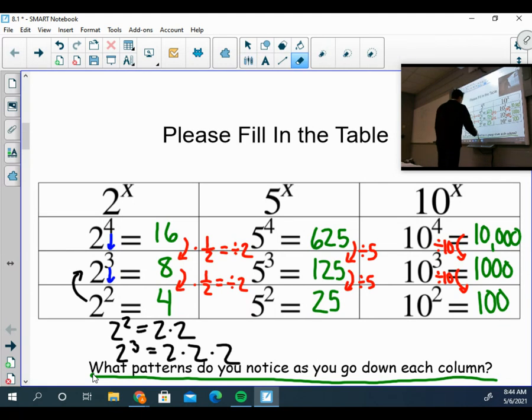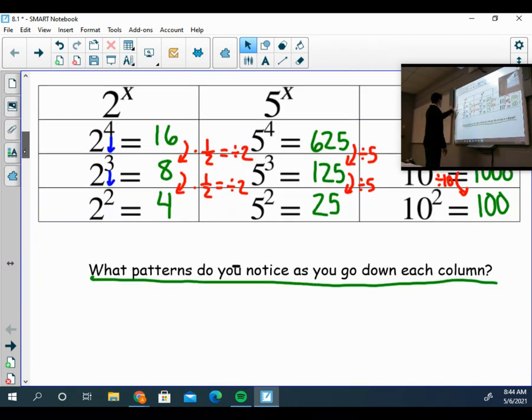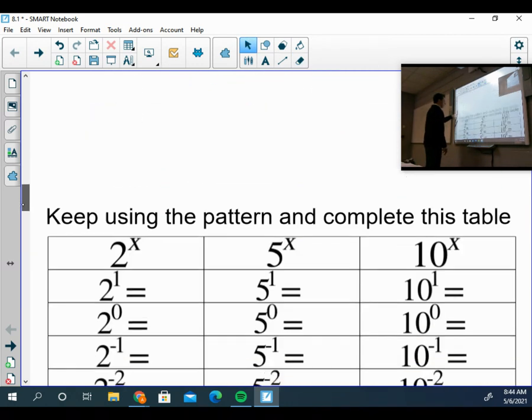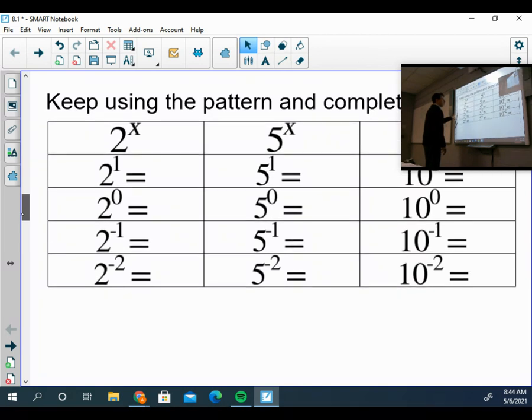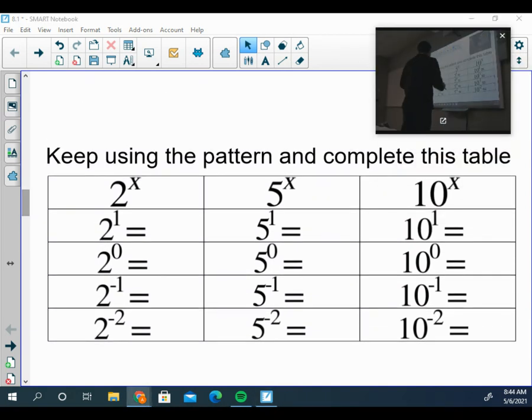So broadly speaking, the pattern we're observing here is as the exponent decreases by 1, we divide by the base, or an alternate way of thinking about it, we multiply by 1 over the base. Okay? So this is the pattern we're observing. Let's see if it stays consistent as we keep going. So again, another table, same columns, different exponent values though.